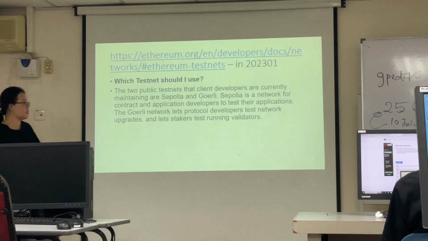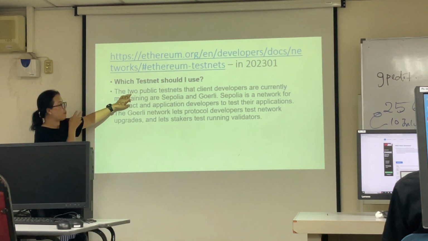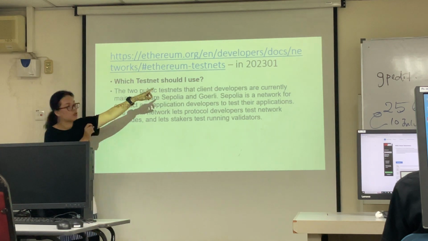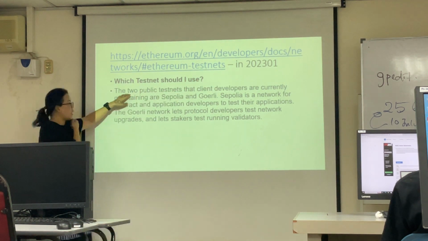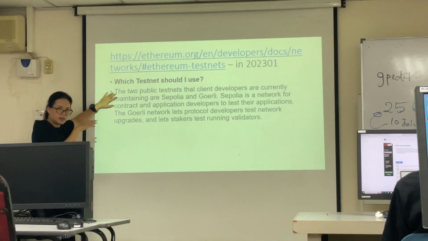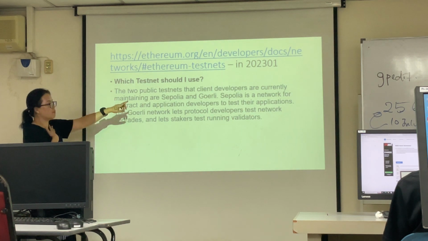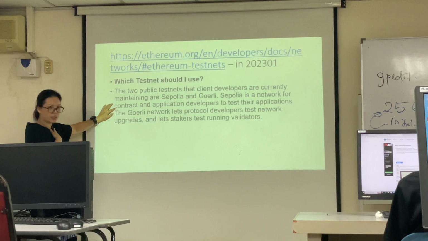Over this side, under testnets, it tells you there are 2 public testnets, based on this it is 2023-01. But yesterday I was going to check on it. Even though Linea Goerli is not used for developers, our DApp programmers, there are Sepolia and Goerli. They say that Sepolia is a network for contract and application developers to test their applications. So we are using Sepolia.